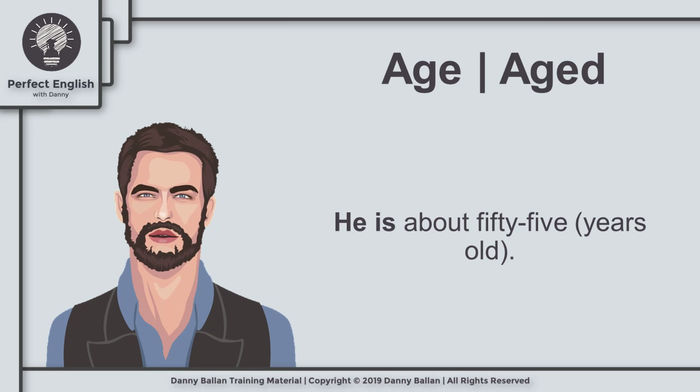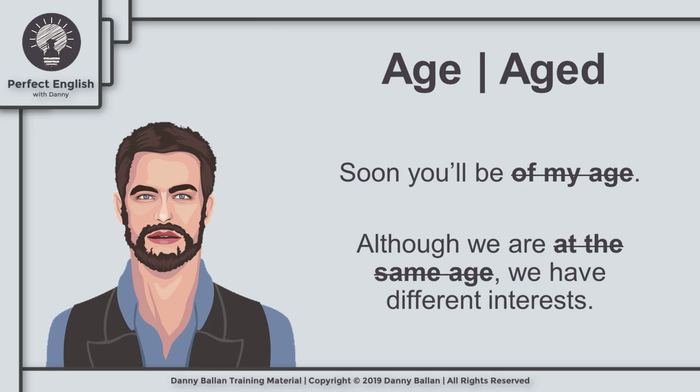Now let's take a look at these two examples. Soon you'll be of my age. Although we are at the same age, we have different interests. Now the expression we should use is be my, your, etc. age. We don't use at or of. We simply say be my age, be your age. For example, we say when I was your age, I was already going out to work. Or we can use be the same age as somebody. For example, we can say most of my friends are the same age as me.